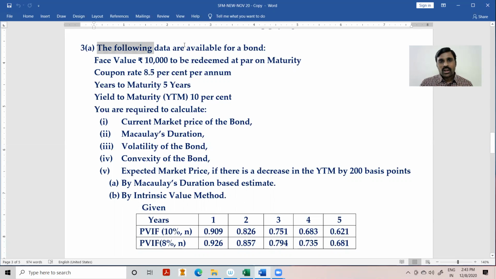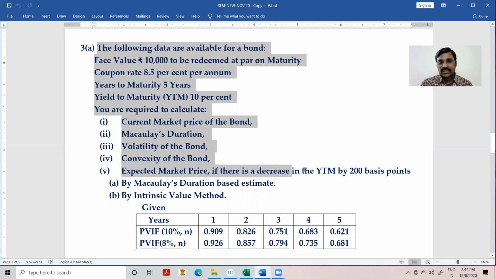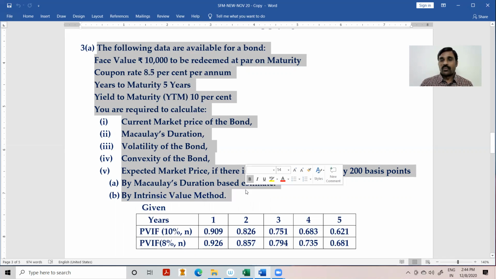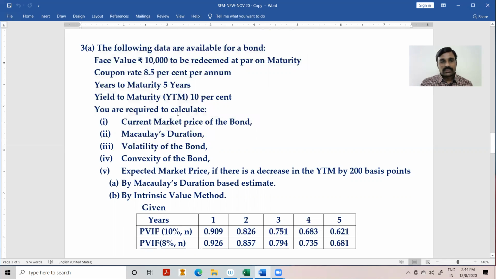The following data are available for a bond. Face value rupees 10,000 to be redeemed at par on maturity. Coupon rate 8.5% per annum. Years to maturity 5 years. Yield to maturity 10%. You are required to calculate current market price of the bond, Macaulay duration, volatility of the bond, convexity of the bond, expected market price if there is a decrease in the yield to maturity by 200 basis points by Macaulay duration based estimate or intrinsic value method. Okay, right. There are 5 points.